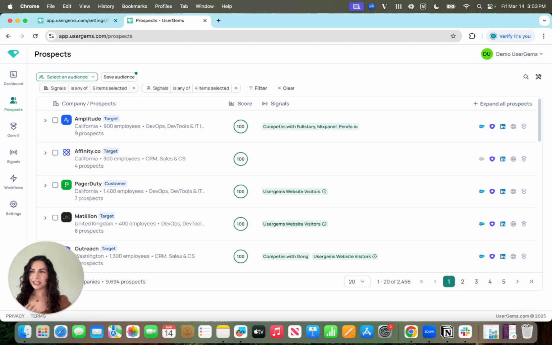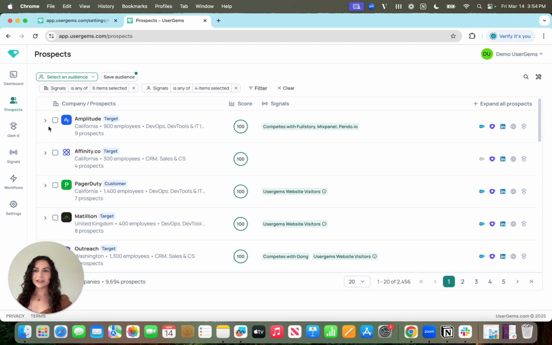So we're going to be using GemE, UserGems' AI agent, to create a list of contacts and accounts, prioritize these accounts and contacts, and then serve up relevant messaging and playbooks for engagement, which knocks out three of the main time-consuming aspects of my day and any outbound rep's day.